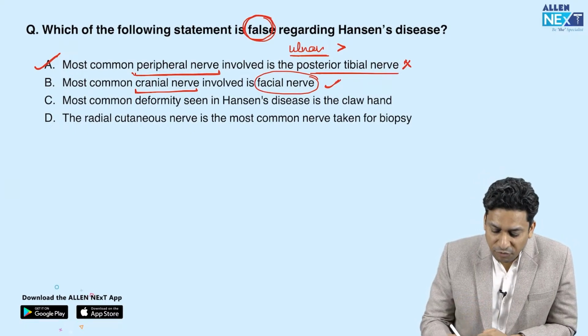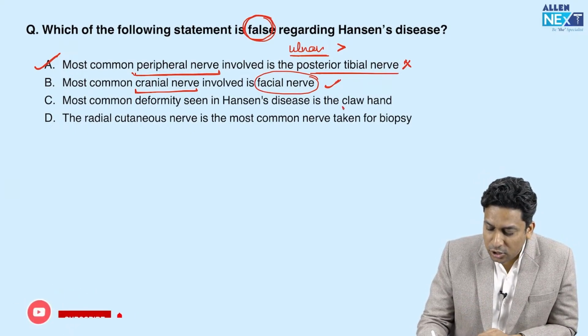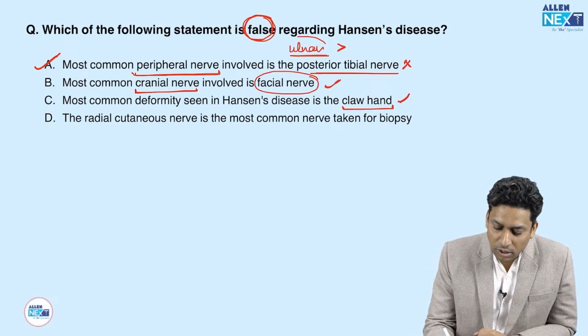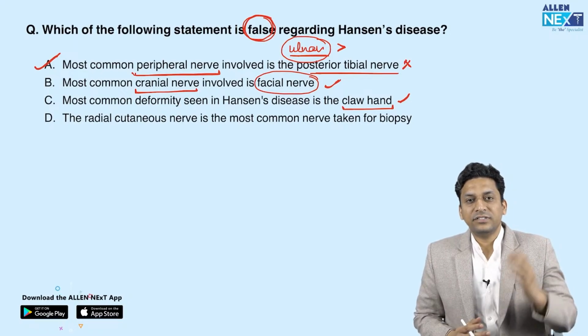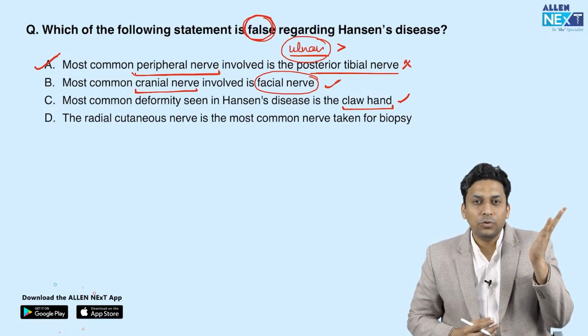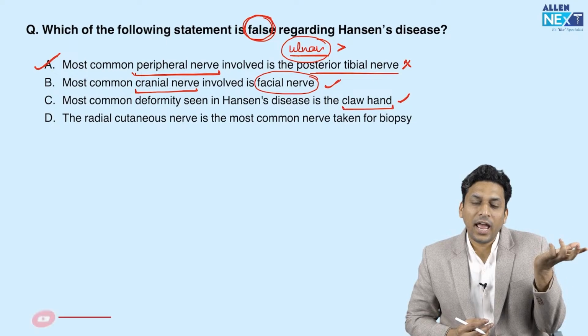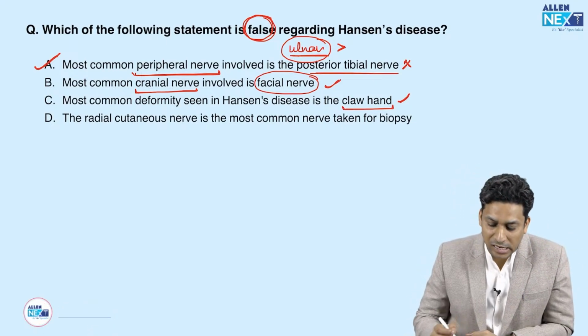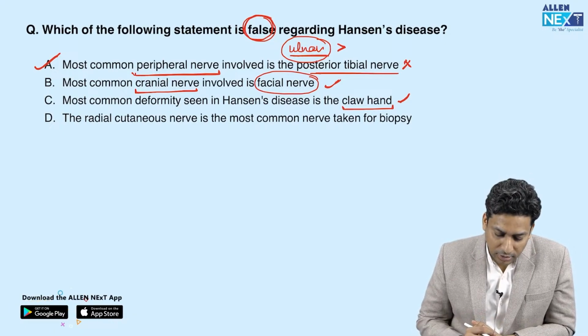Now, the most common deformity seen in Hansen's disease is claw hand. Why? Because I told you that the most common nerve involved is the ulnar nerve, and the ulnar nerve supplies the medial part, leading to clawing of the fingers. So claw hand is a very common finding. Why? Because the most common nerve involved is ulnar. So this becomes a correct option.